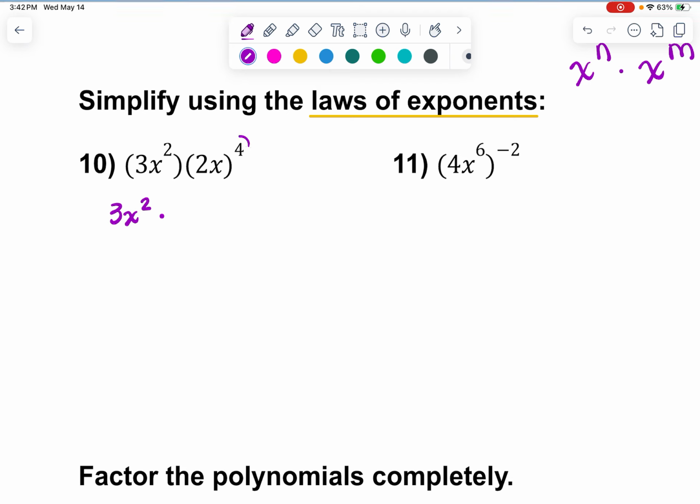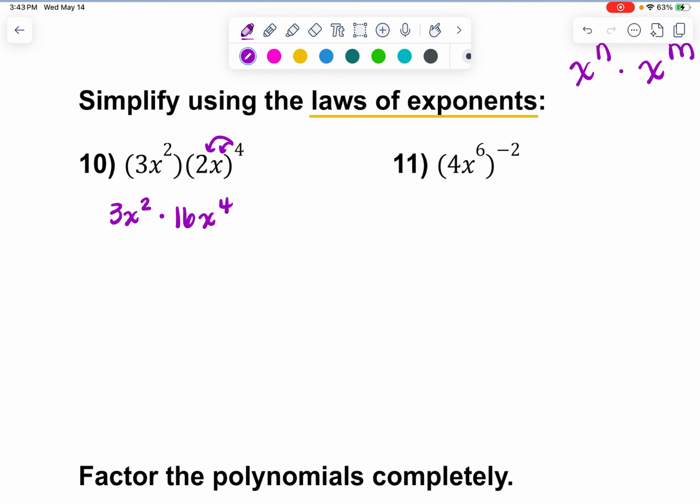But then the second parenthesis, we have a 4th power on the outside. And remember, whenever you have a power on the outside, that power has to go to both factors, the 2 and the x that are inside the parentheses. So I have to raise 2 to the 4th power, which is 16. Remember, because that's 2 times 2 times 2 times 2. You can also use your calculator. And then I have to raise that x to the 4th power, so I'm just going to write x to the 4th.